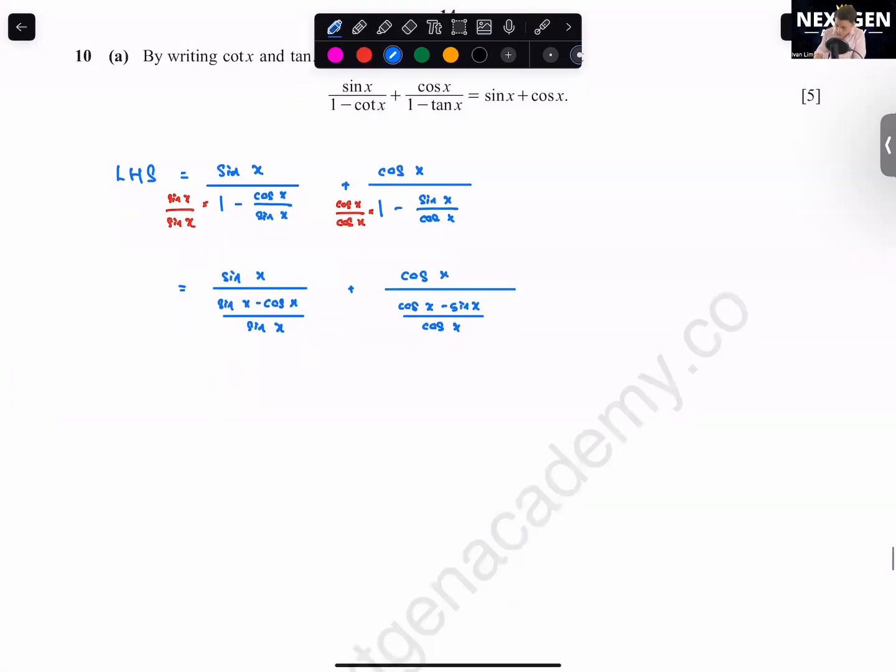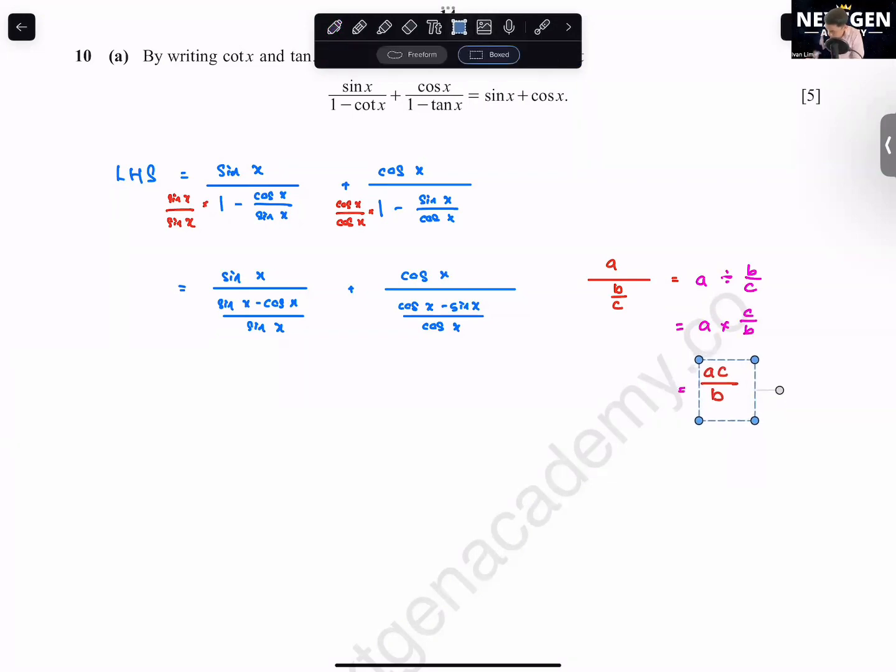Then here, okay, we have to know how this kind of fraction works. I've explained it quite a number of times also. If you got A divided by B over C, how can you simplify this equation? It is AC over B. Why is it like this? This is the shortcut way, but why is it like this? A divided by B over C, A times C over B. Therefore, AC over B.